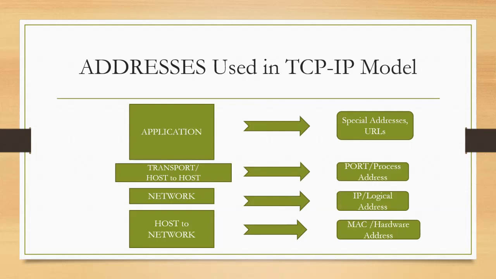So let us summarize. Physical addresses are also called MAC addresses and hardware addresses, which are significant and can operate at the host to network layer. The IP address or logical address operates at the network layer. The port or process address is significant at the host to host layer, which is again the transport layer. And at the application layer, special addresses or URLs are used.